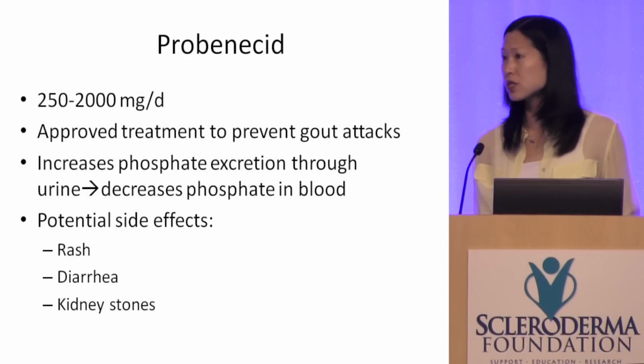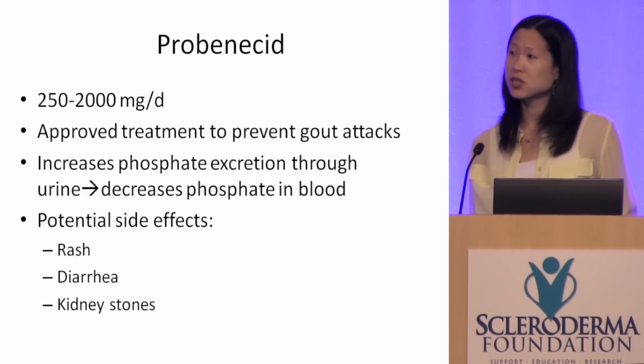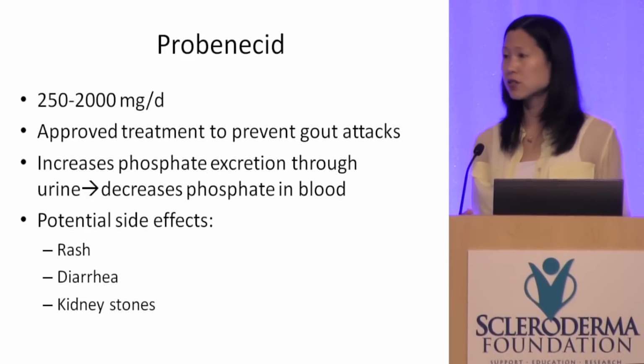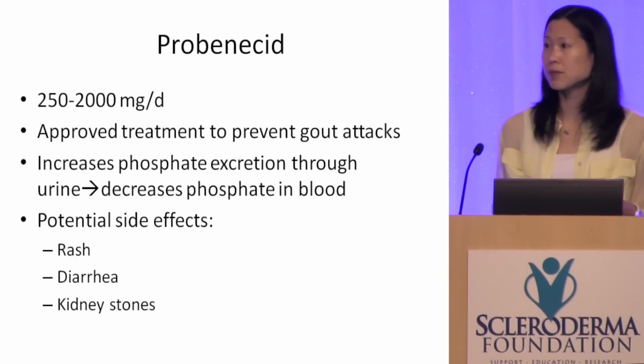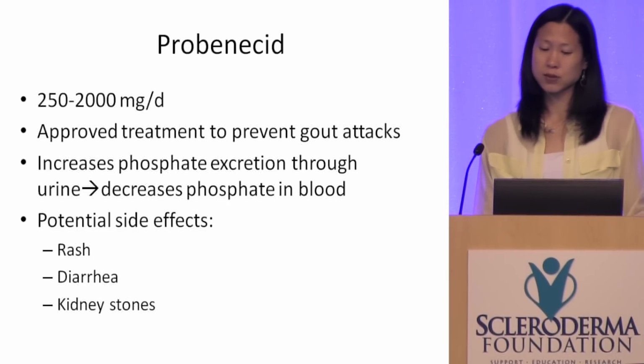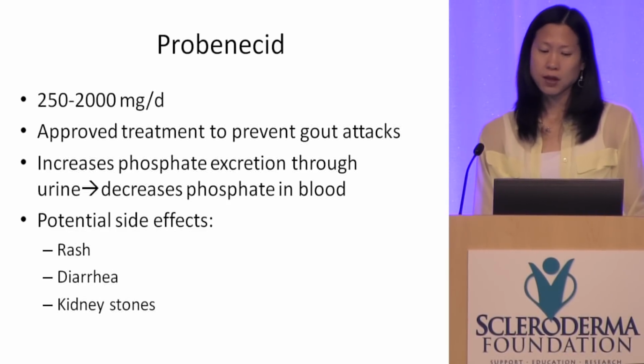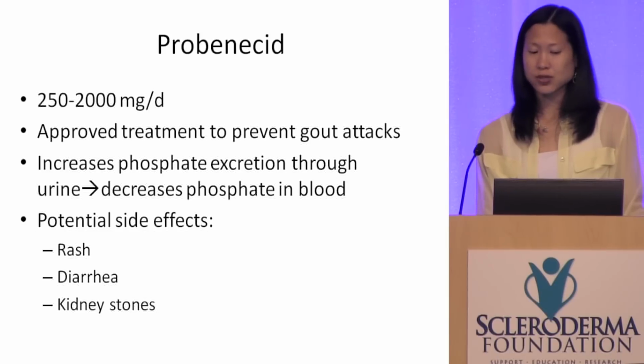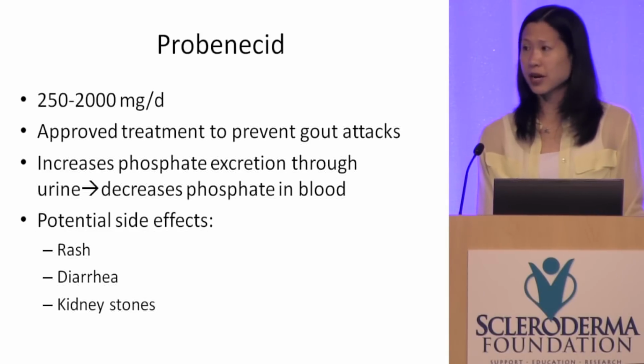So this decreases the phosphate in the blood and potentially the phosphate that's available to calcify or crystallize with the calcium in the blood and form calcium deposits under the skin. Probenecid also has potential side effects, including rash, diarrhea, and the development of kidney stones.